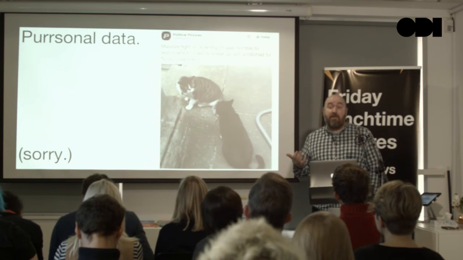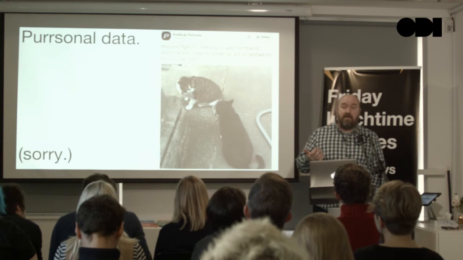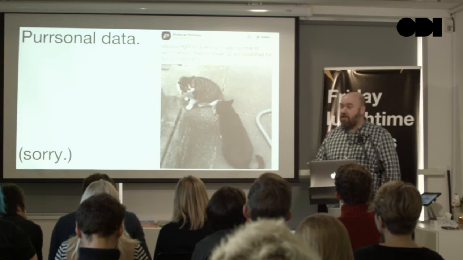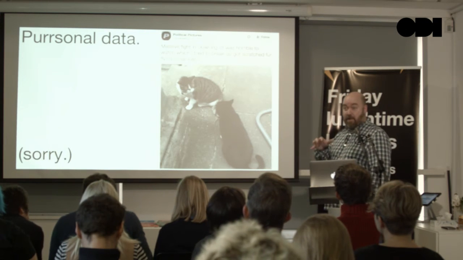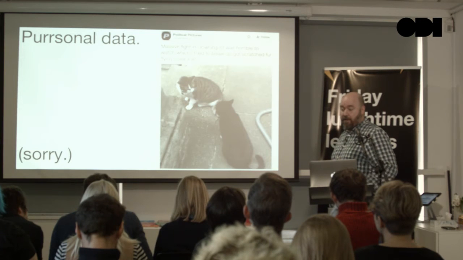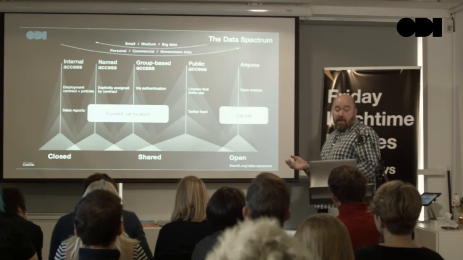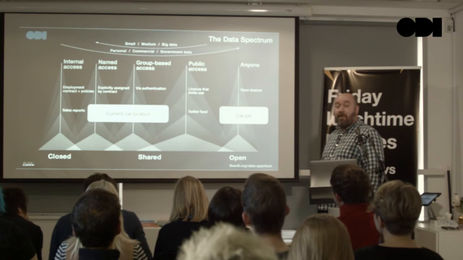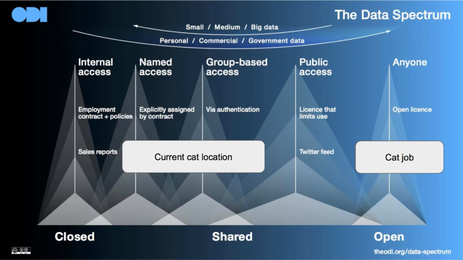So I didn't do a privacy impact assessment when I published that data. But it's one of those things that other people will be thinking about as they're doing it. For me, it's quite easy, but for other types of data, it'd be a bit harder. So I might end up with something like: current cat location should be protected, but the cat job should be open data. That's not harmful. We can use these tools for serious purposes.